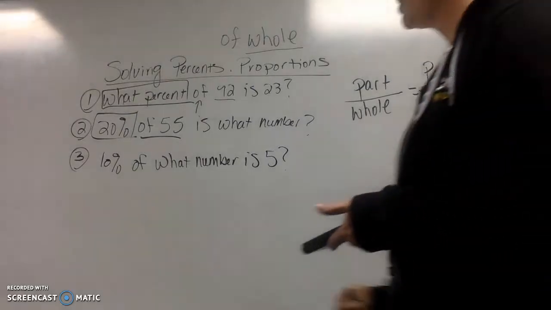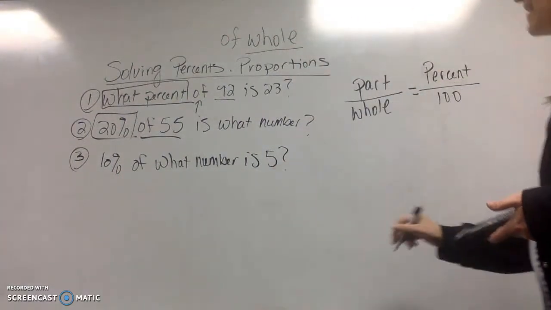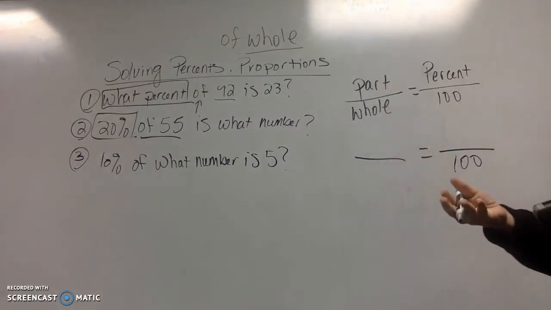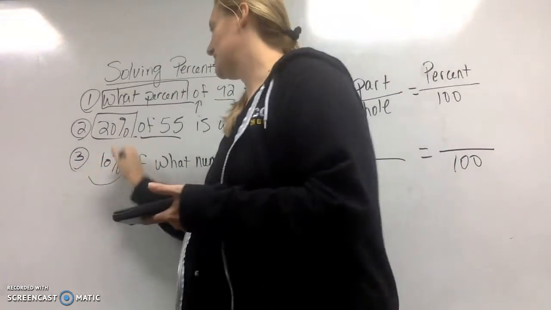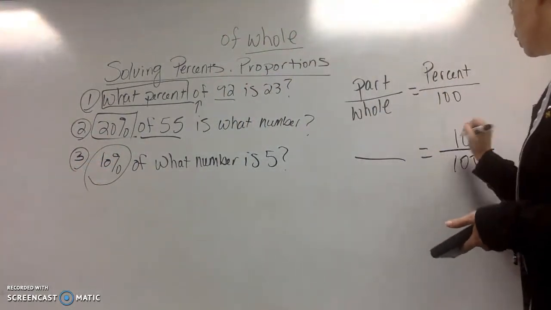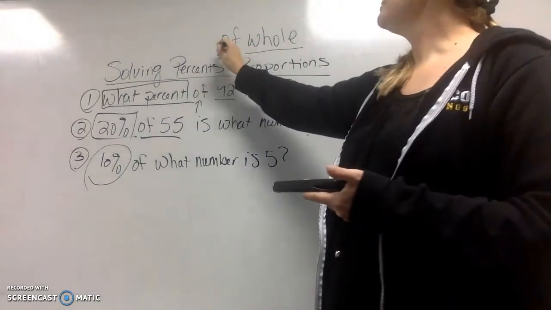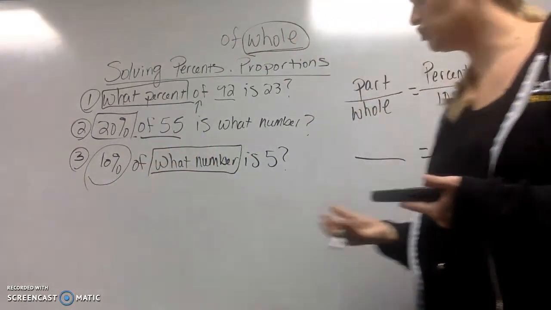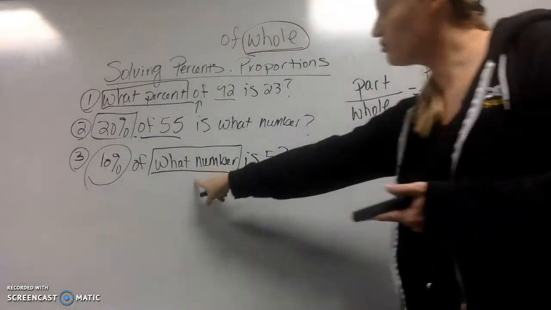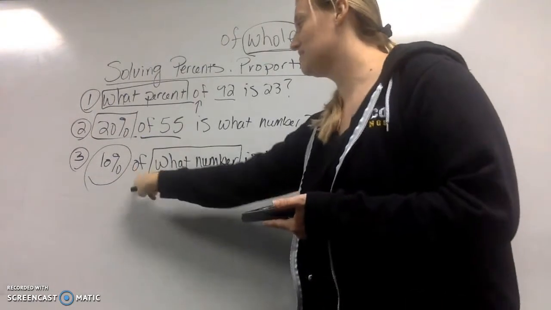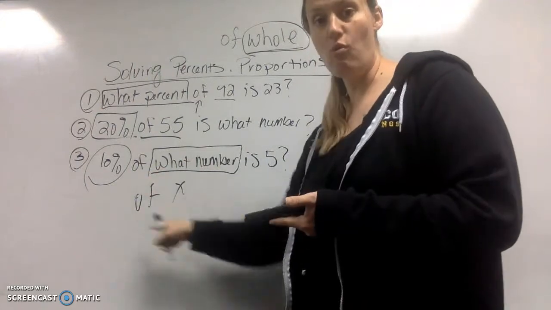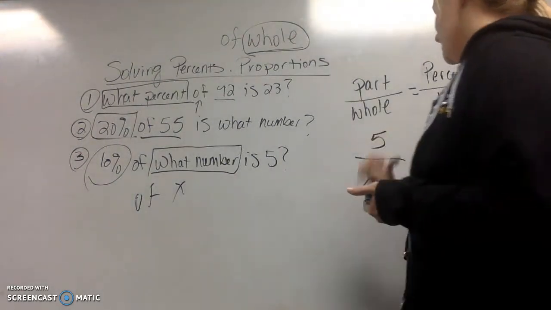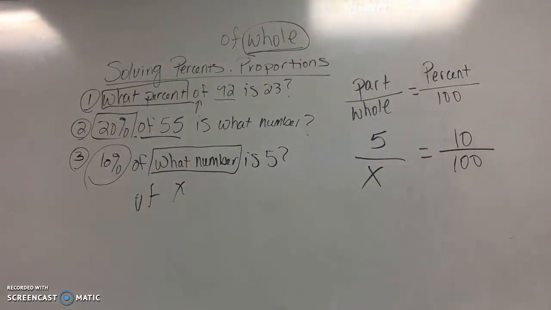Now, this question, 10% of what number is 5? Again, I'm using this proportion, and I'm going to fill in two of these spots with a number and the third spot with the variable. Again, the percent is easy to pick out. There's a percent sign there. So that's going to go here. Whatever comes after of is the whole. After of this time are the words what number. That means we don't know what the whole is. Of what means of x. So x goes in the whole spot, and that means the part is 5. So 5 out of what is going to give you 10%.